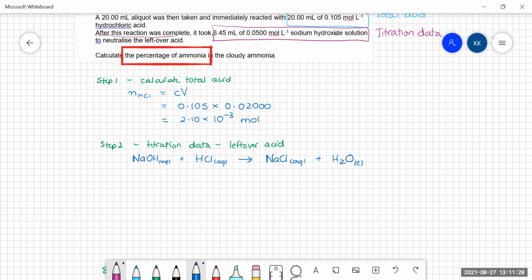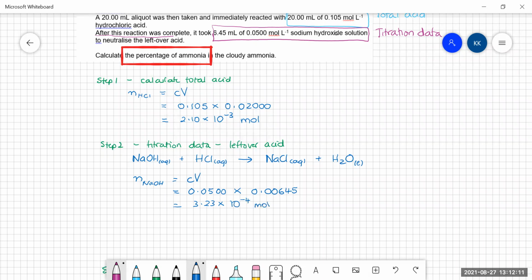All right, so what do we have in our titration data? We have information about the sodium hydroxide. So we can calculate the moles of sodium hydroxide. Again, through concentration times volume, we find our concentration this time of the sodium hydroxide was 0.0500 moles per litre, and our volume was 6.45 mL. So that's 0.00645 litres. And again, we can run that through the calculator, and we get 3.23 × 10^-4 moles.